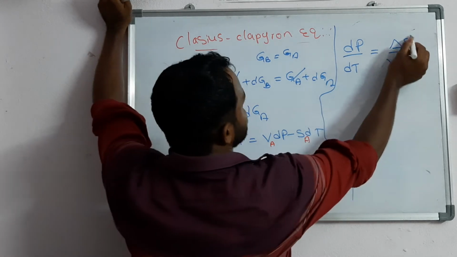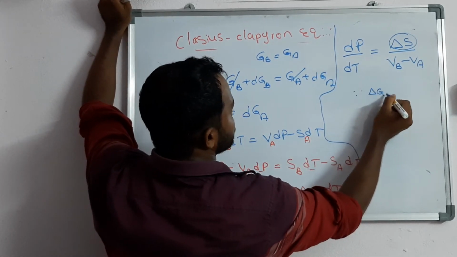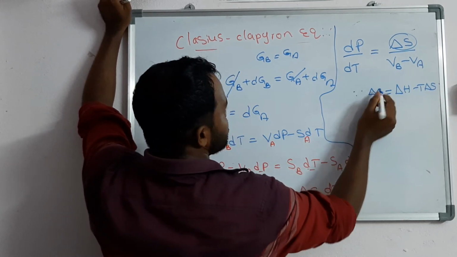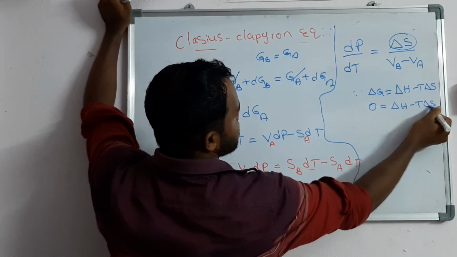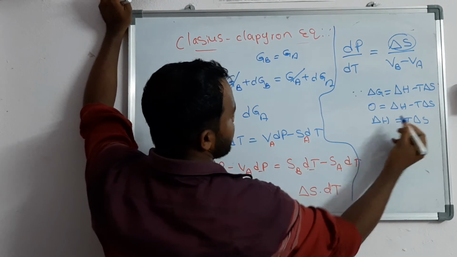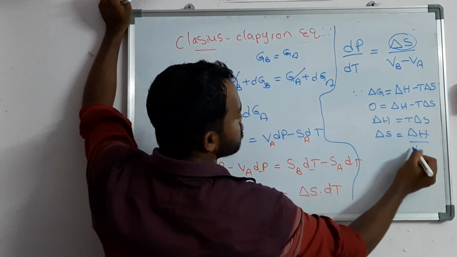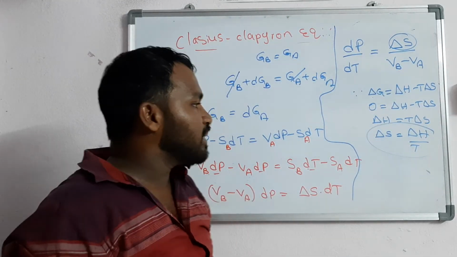Next, for this entropy, I am writing: delta G is equal to delta H minus T delta S. At equilibrium delta G is equal to 0. That means 0 is equal to delta H minus T delta S. So delta H is equal to T delta S, and delta S is equal to delta H by T. What do I have to replace in place of delta H? In place of delta H, I can replace it with what?